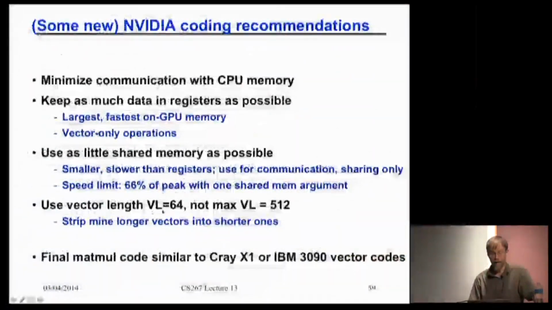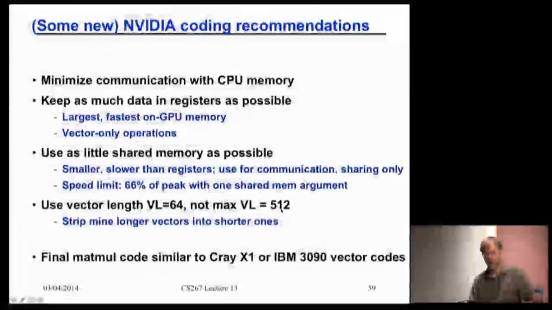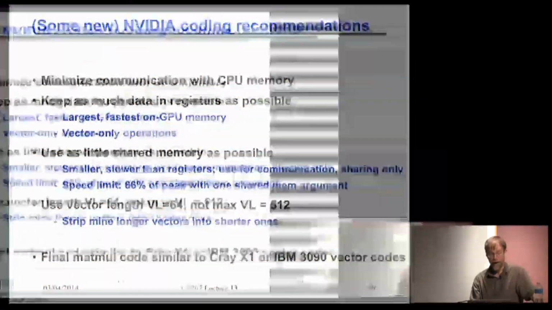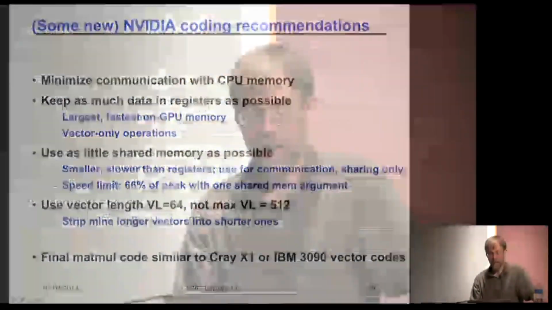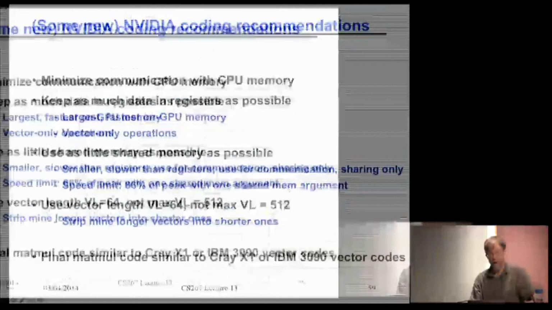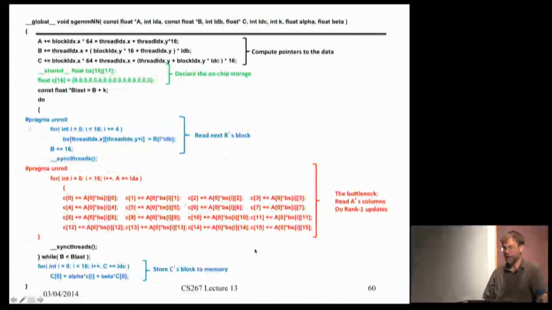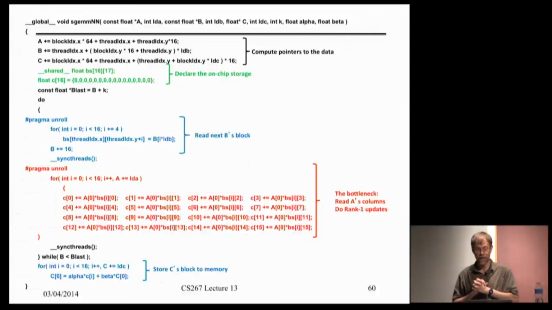And then it turns out that a vector length of 64 was a winner, as opposed to a much longer vector length, which is what they recommended, of 512. And so taking longer vectors and what's called strip mining them, breaking them up into many shorter vectors, went a lot faster. And the final code that he invented for matrix multiply looked very similar to previous vector codes. And so here, I'm not expecting you to read this, is the entire optimized matrix multiply. It fits on one slide. And so this was the first building block that he did.